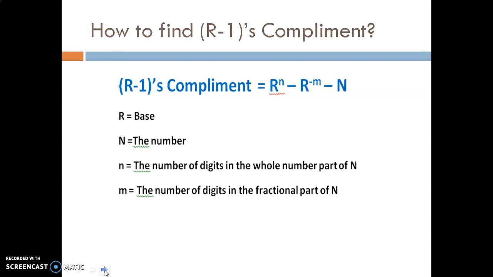But for other number systems, it is not just inverting. You have to use this formula for finding out the r minus 1's complement. That is what I'm trying to say. So let's see how you will find out the r minus 1's complement of a particular number.